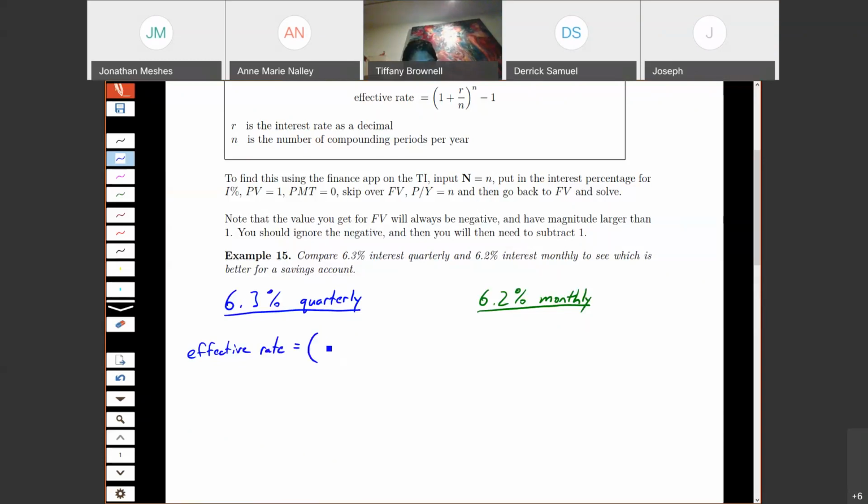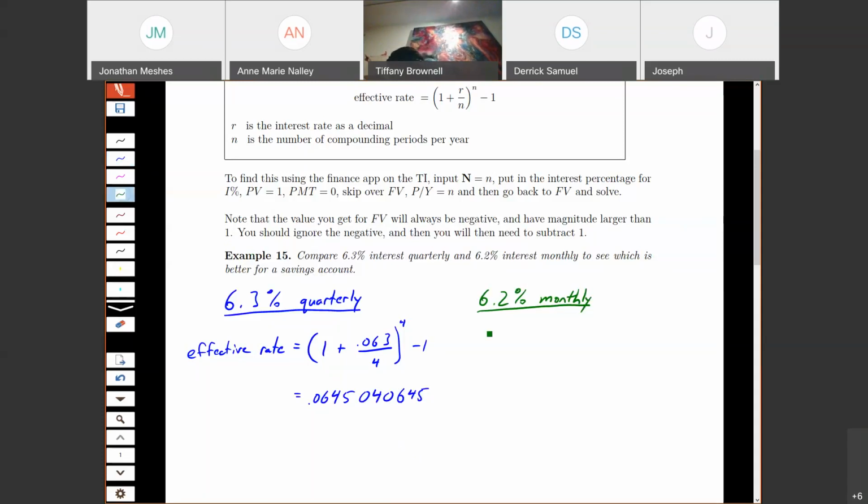If I plug into the formula, I'm going to have 1 plus 0.063. Since this is quarterly, the n is 4. If I type that formula into my calculator, and I'm going to write out all the decimals here, I get 0.0645040645.